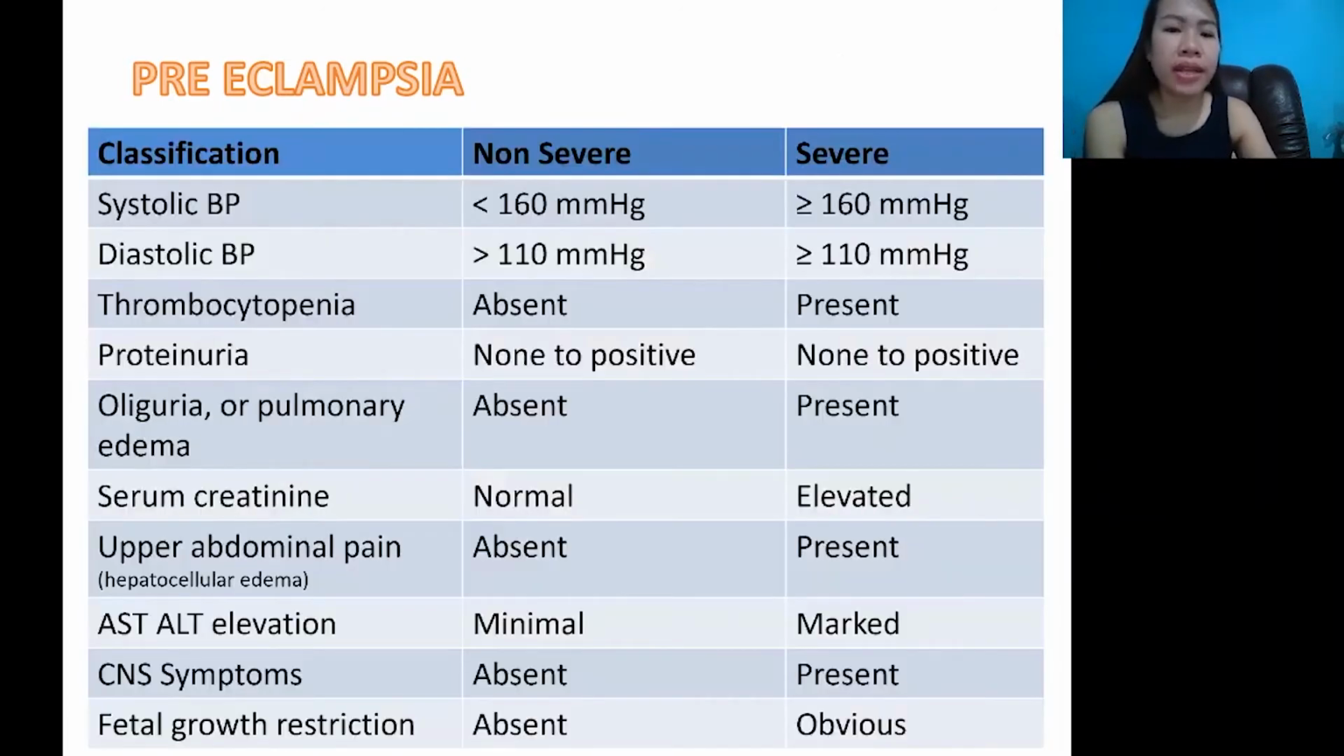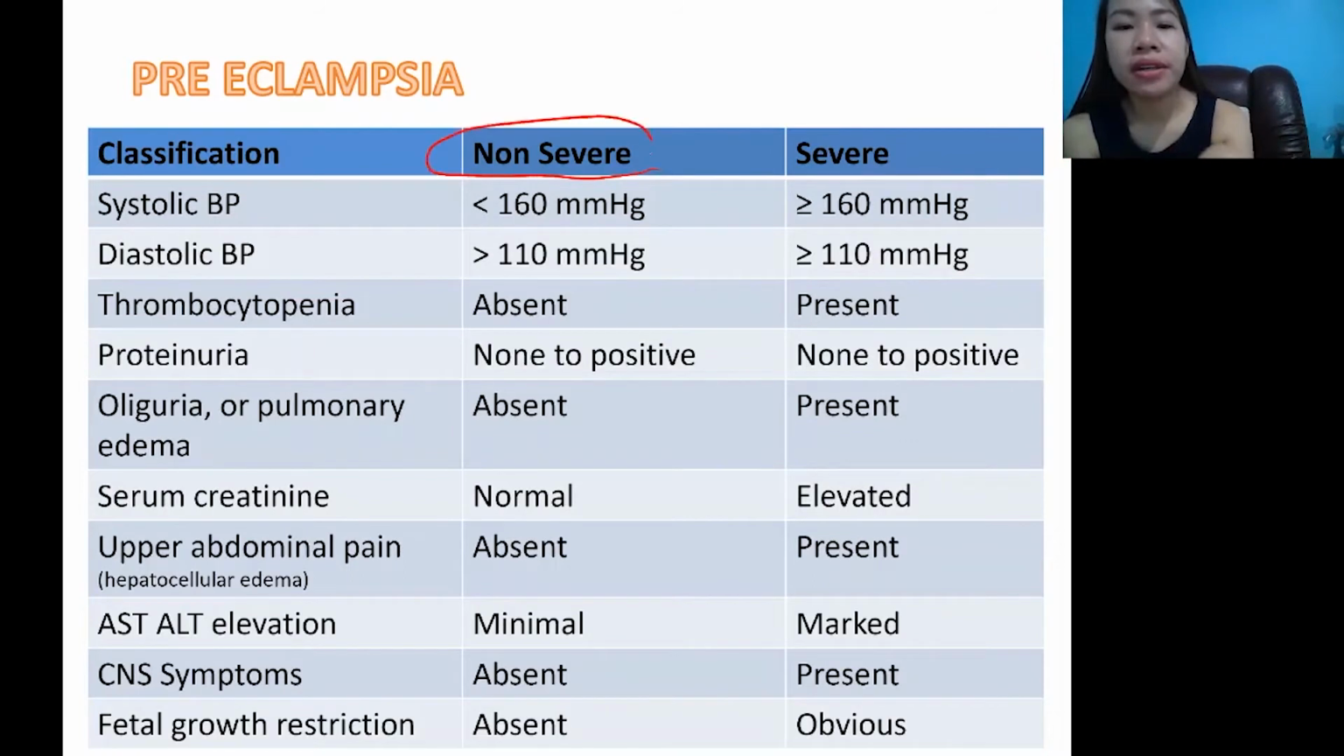So here we have, class, the different classification of preeclampsia. Meron tayong tinatawag na non-severe tsaka severe. So, di ba pag severe, mas grabe. O pag non-severe, mild ito to moderate. So, ang systolic BP is less than 160 mm mercury for non-severe. Pero pag tumaas na yan, greater than or equal to 160 mm mercury, that is already severe. Also, greater than or equal to 110 mm mercury for severe.